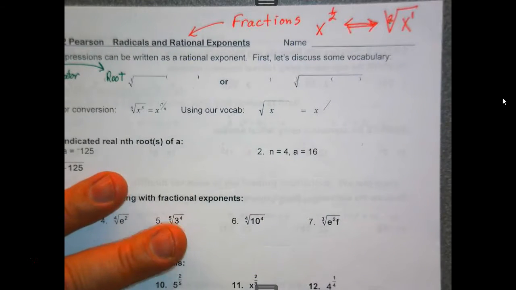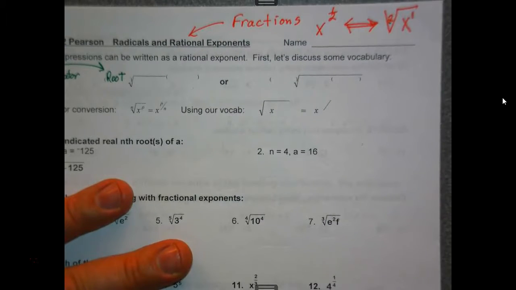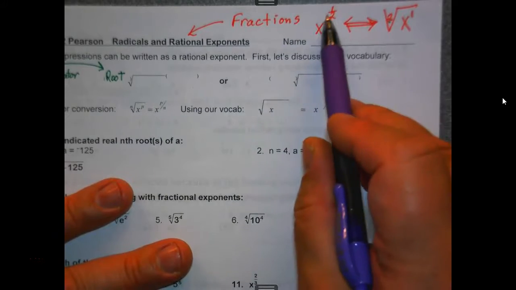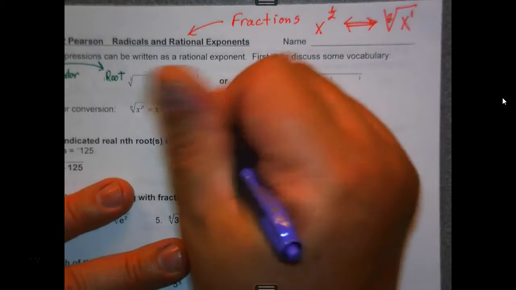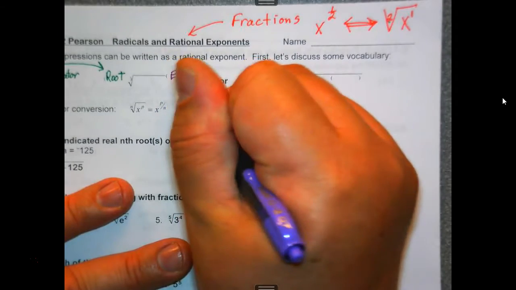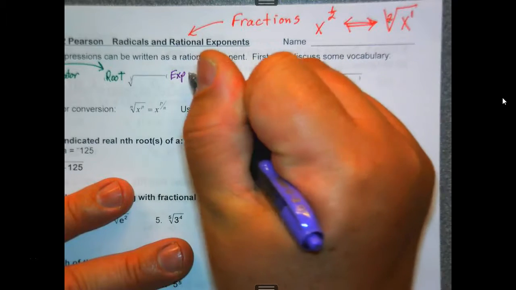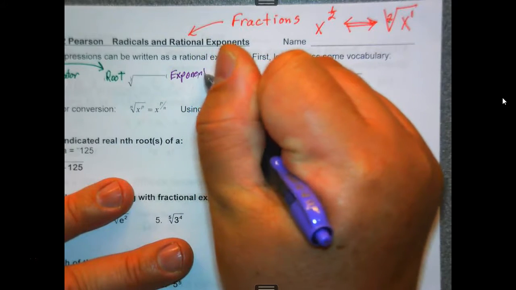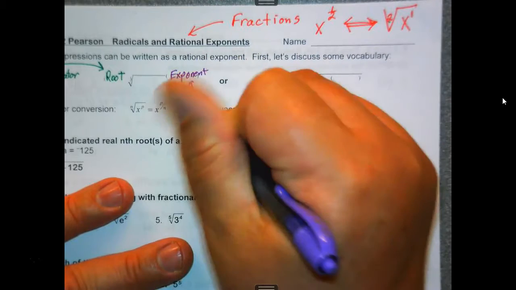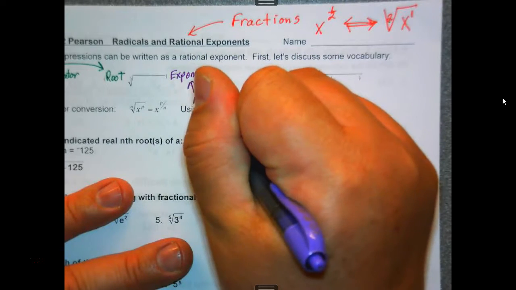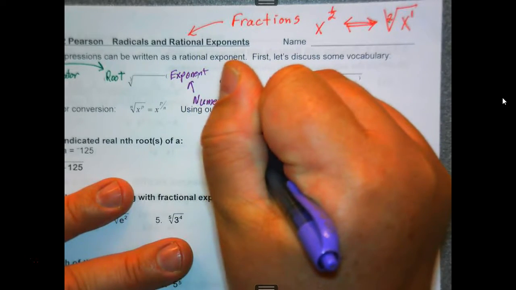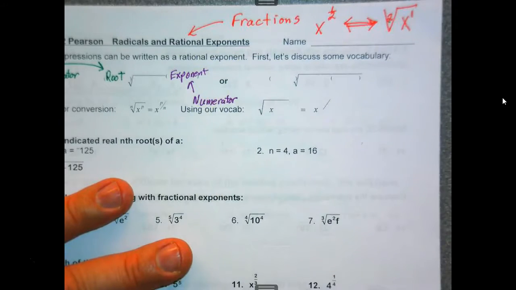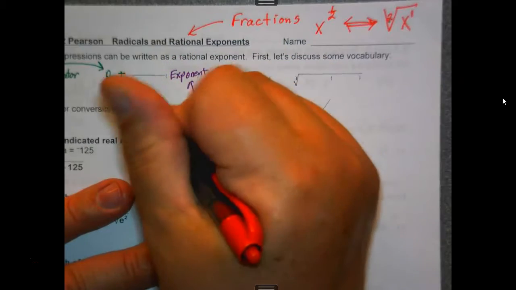The denominator of the fraction is the root, which means the numerator is our exponent. So that's our numerator. And of course, the base always stays the base.